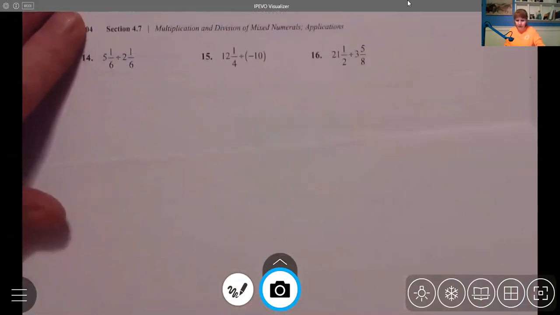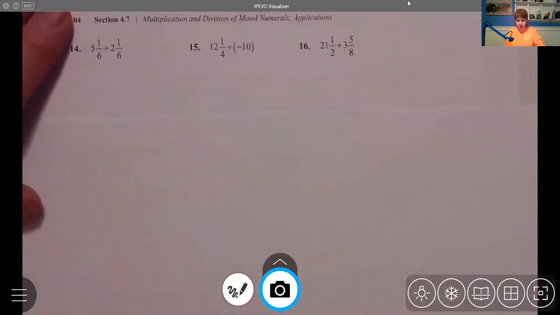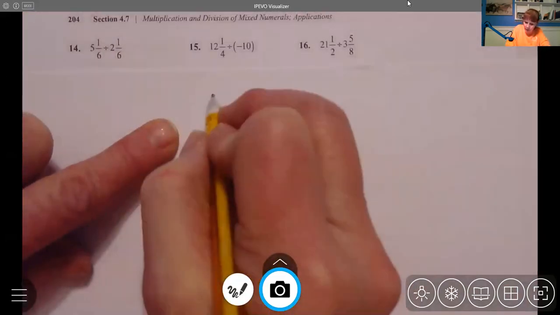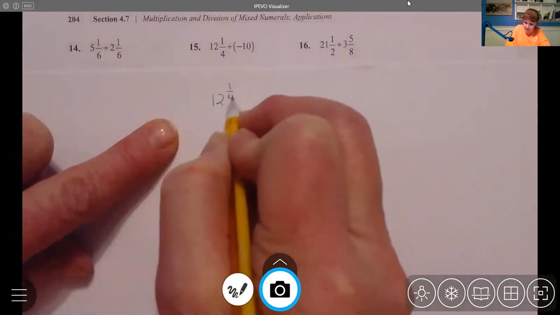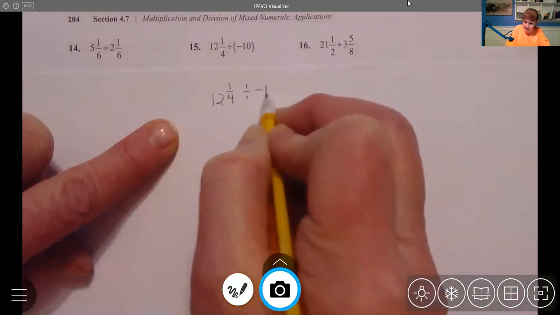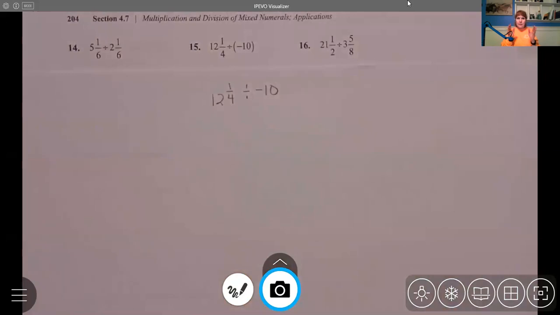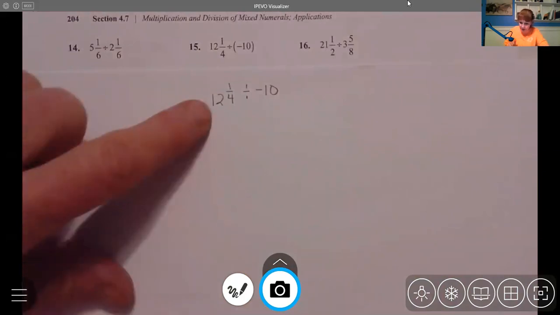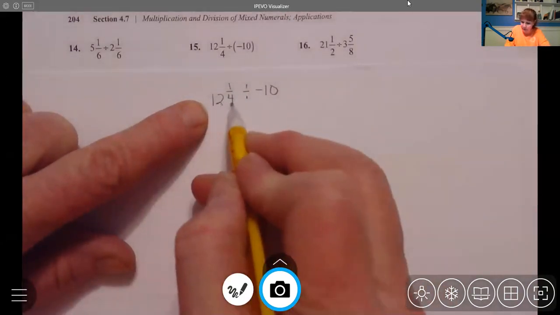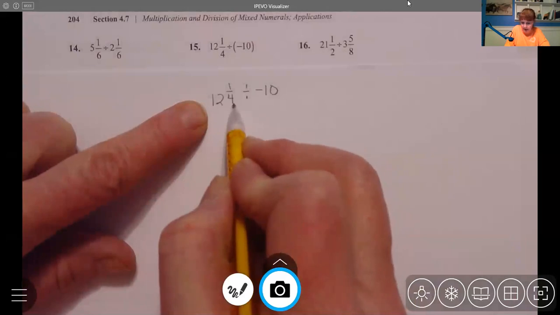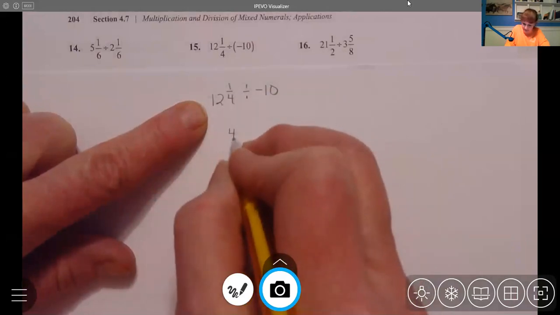And then we'll look at a few applications and go on to the next section. Looking at this one here, I've got 12 1/4 divided by -10. And again, those parentheses are just there so you don't think it's a subtraction symbol. All right, so the 12 1/4, you do need to make into a fraction notation. 12 times 4 is 48, plus 1 is 49.